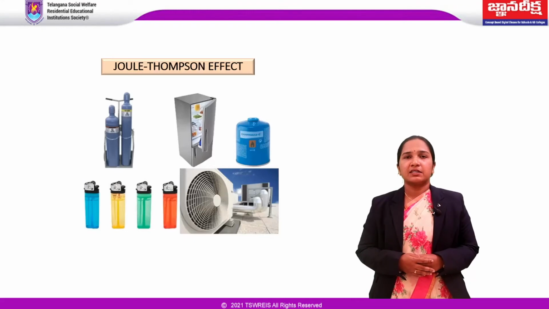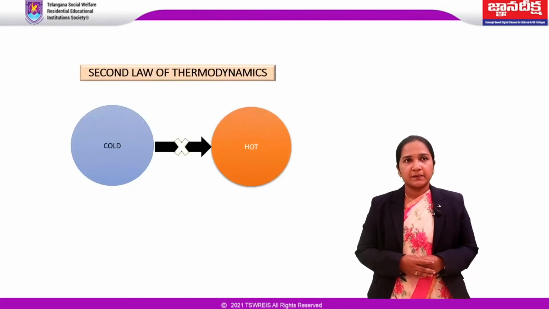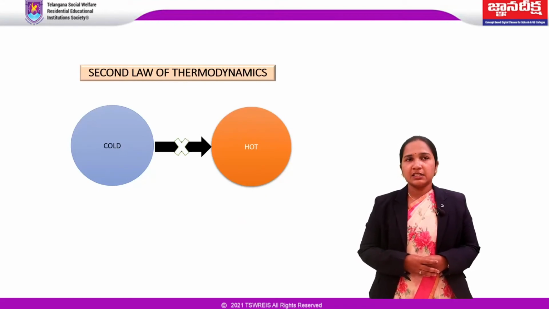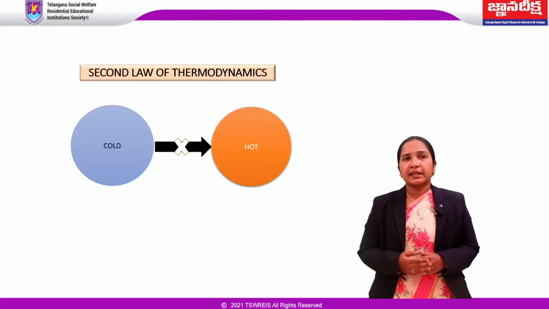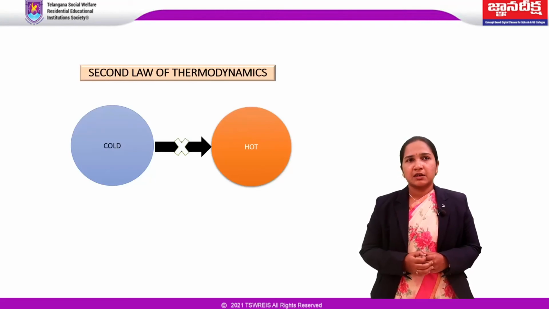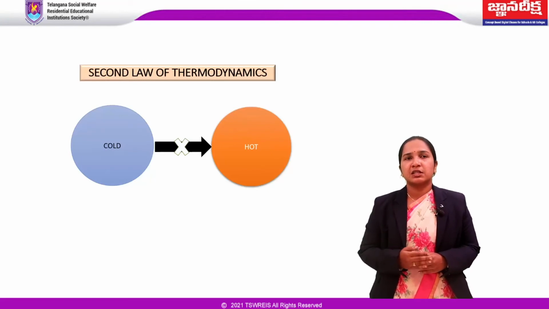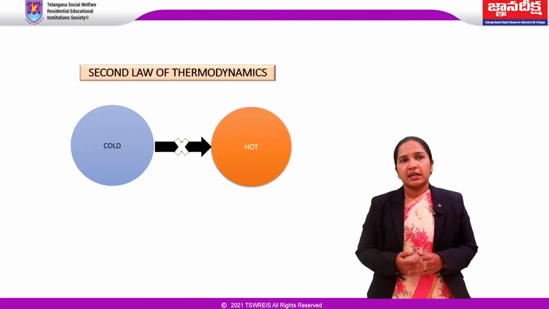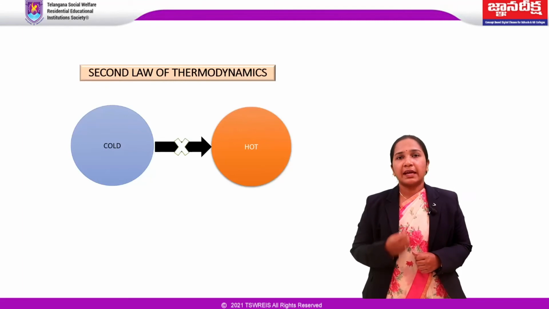Let's study the second law of thermodynamics. The second law of thermodynamics gives more information about thermodynamic processes. It is defined as: heat cannot flow by itself from a colder body to a hotter body. The second law is also used to determine the theoretical limits for the performance of commonly used engineering systems like heat engines and heat pumps. So let's study entropy.